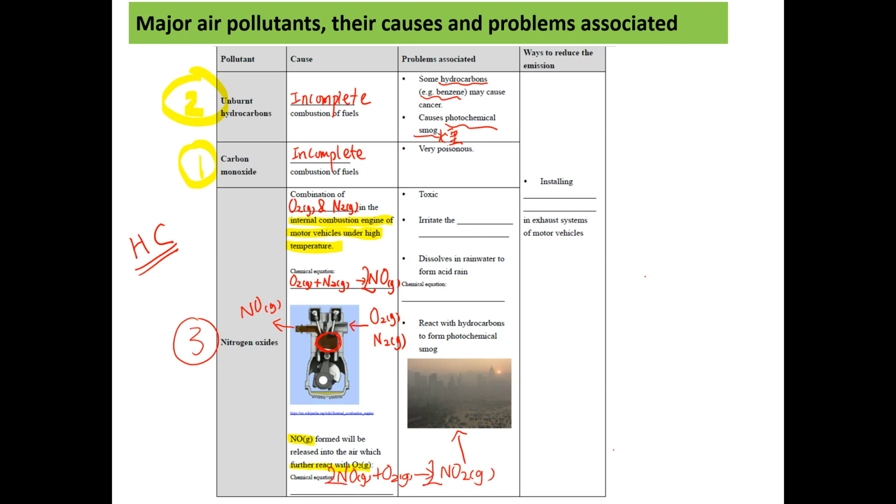Nitrogen dioxide is a brown gas. Okay, it's a brown gas, so you mark it down. It's also very toxic. We'll introduce more about nitrogen dioxide in chapter 20, but probably we'll teach it in grade 11. So understand how nitrogen oxides form.